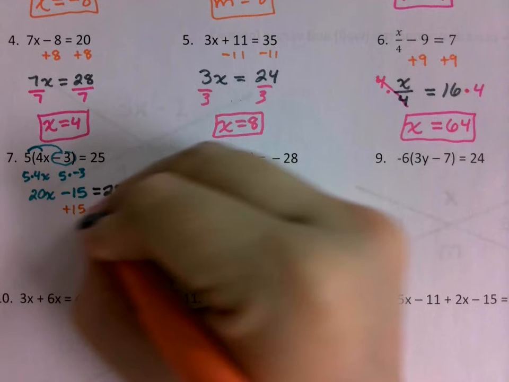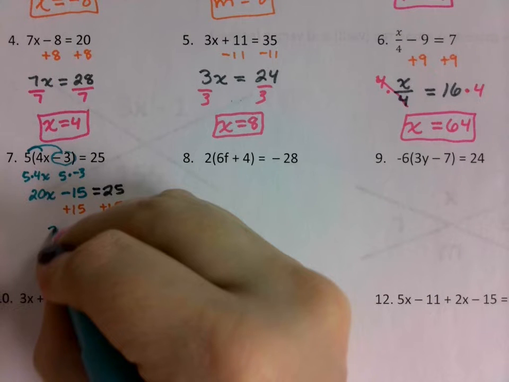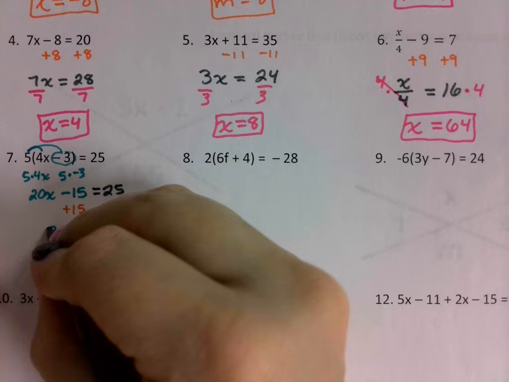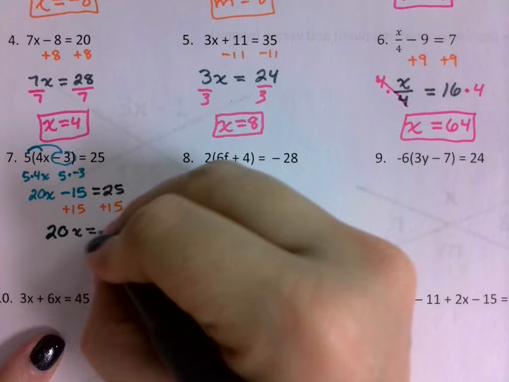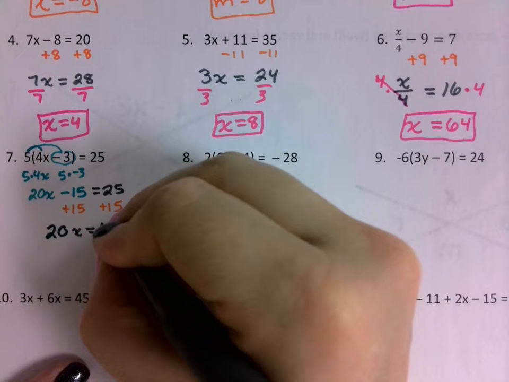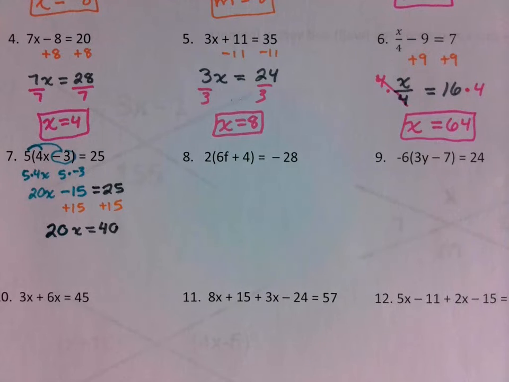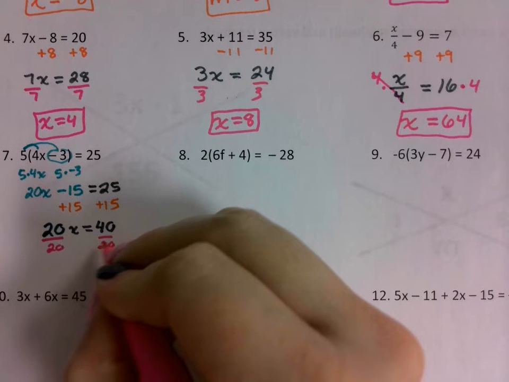That's going to give you 20x. Oh, I should have done that in the black, sorry. That'll give you 20x is equal now to 40. And then you're going to divide both sides by 20. And you'll get x is equal to 2. Okay.